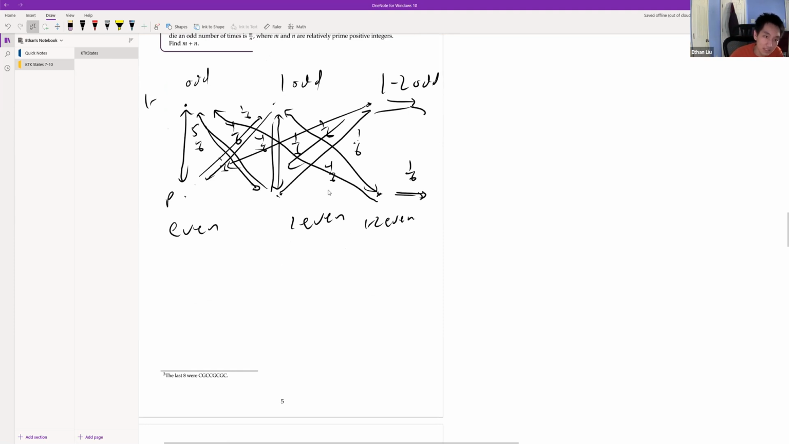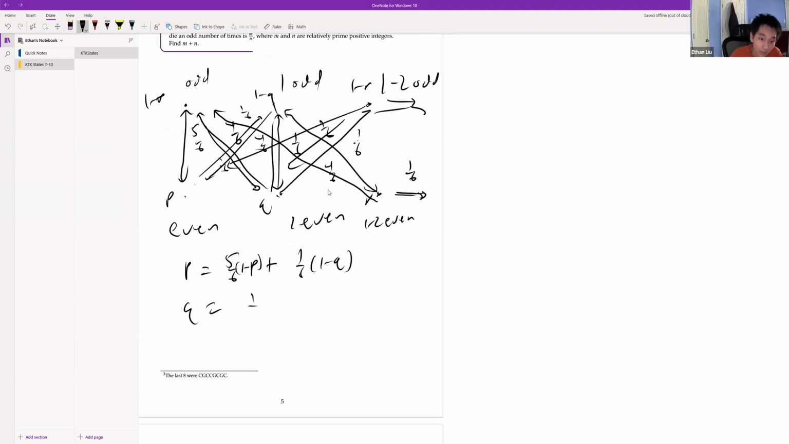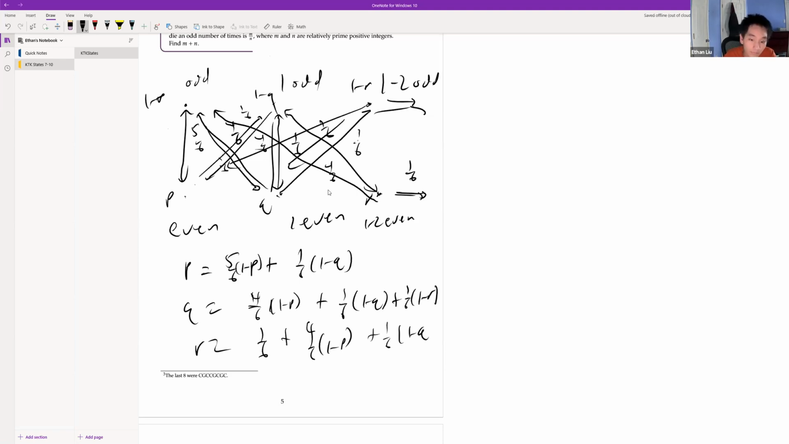Anyways, we explained that this is P, this is 1 minus P, this is Q, this is 1 minus Q, this is R, this is 1 minus R. And so we have the equations P equals 5/6 of 1 minus P plus 1/6 of 1 minus Q. We have Q equals 4/6 of 1 minus P plus 1/6 of 1 minus Q plus 1/6 of 1 minus R. And R equals 1/6 chance of just happy plus 4/6 chance of 1 minus P plus 1/6 chance of 1 minus Q.